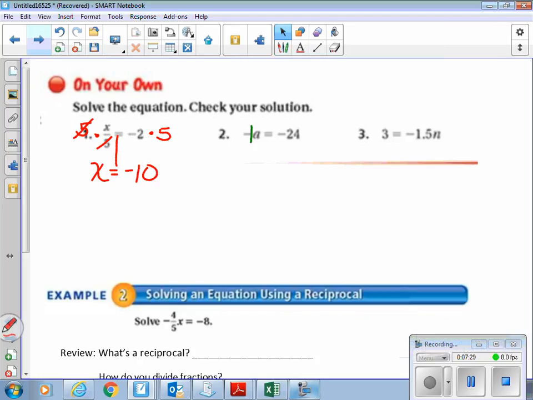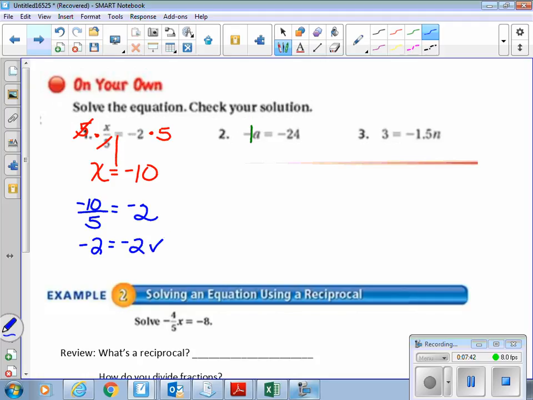I'm then going to check my answer by substituting it back in. Negative 10 divided by 5 equals negative 2. Is that true? A negative divided by a positive is a negative. 10 divided by 5 is 2. We end up with a true statement, so it is correct.